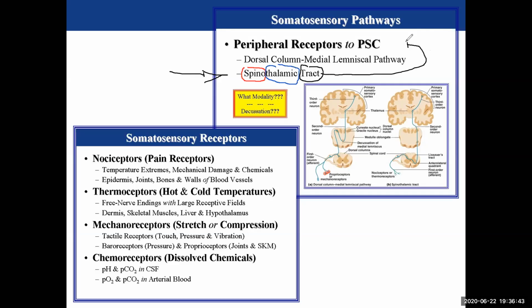And this pathway goes to the primary somatosensory cortex, the postcentral gyrus, right here, primary somatosensory cortex. This is where conscious awareness of a sensation begins. This is where perception starts. That's a very important word, perception. If information fails to get there, there's no perception.